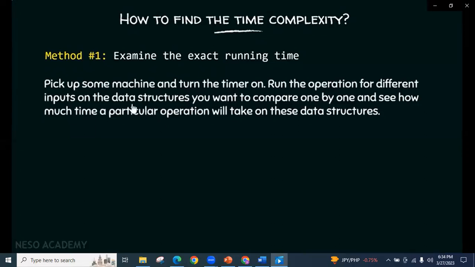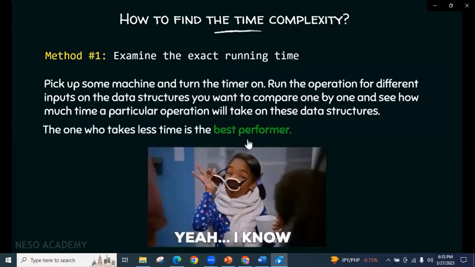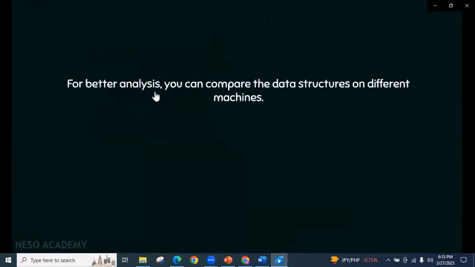Isn't that so? So obviously you need to run the operation for different inputs on the data structures in the same machine, and you just have to turn on the timer for the purpose of knowing how much time a particular data structure is taking, right? In this way, you would be able to compare data structures, and obviously the one that takes less time is the best performer. For better analysis, you can compare the data structures on different machines too.